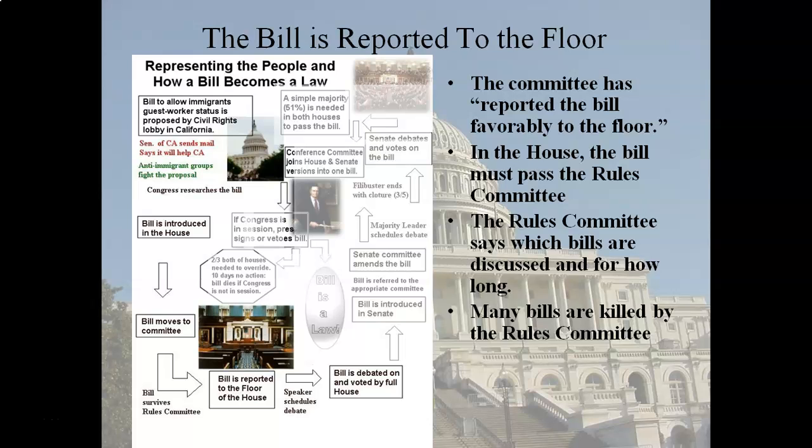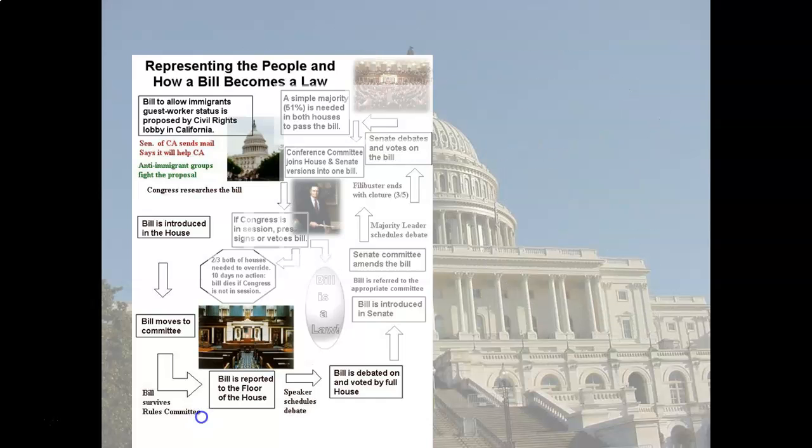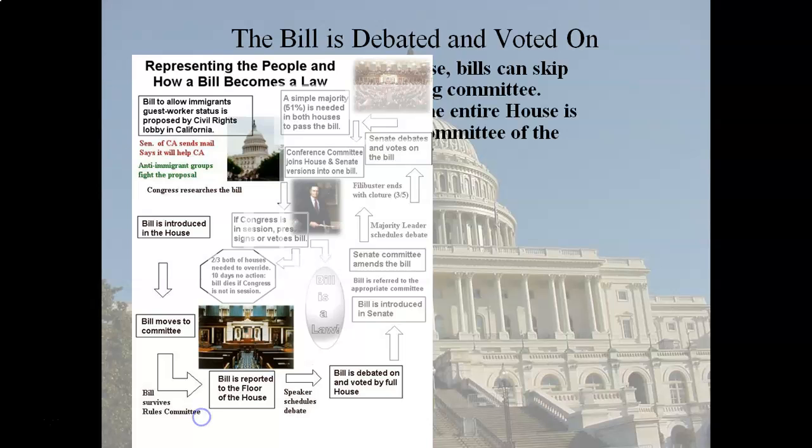Many bills will be killed by the Rules Committee. The chairman of the Rules Committee is always a close ally of the Speaker of the House. If the Speaker does not want this bill to be debated on the floor, even though it got through the standing committee, the Rules Committee can still kill that bill. Okay, so let's assume it gets through the Rules Committee.